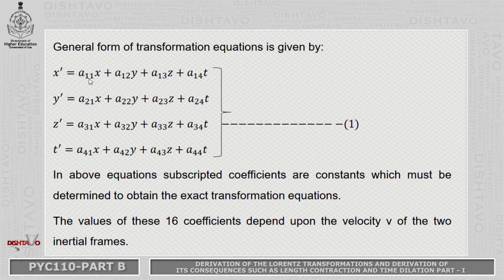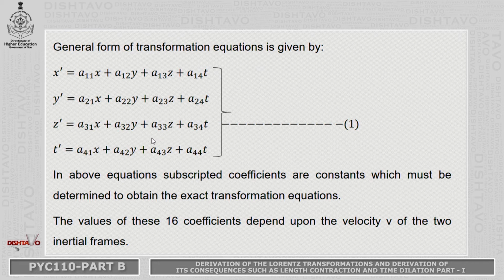In that case, a11 is 1, a14 is minus vt, a12 must be 0, a13 must be 0. Then y dash is y, that means a22 is 1 as we have said before. Rest other constants will go to 0. Z dash is z, t dash is t, so a41, a42, a43, a44 is 0.